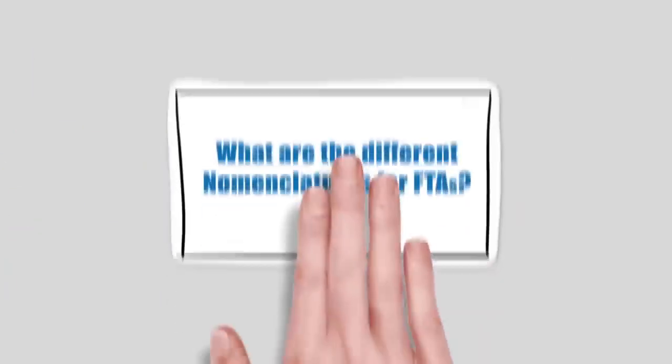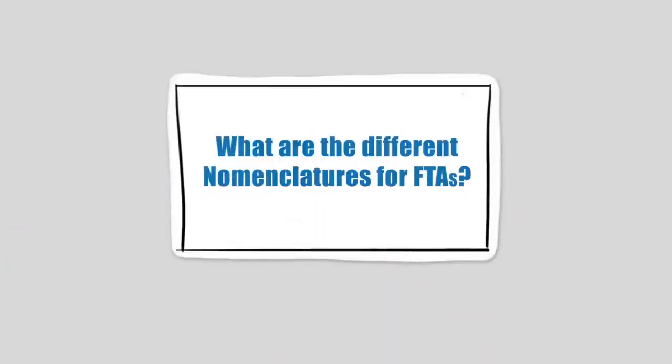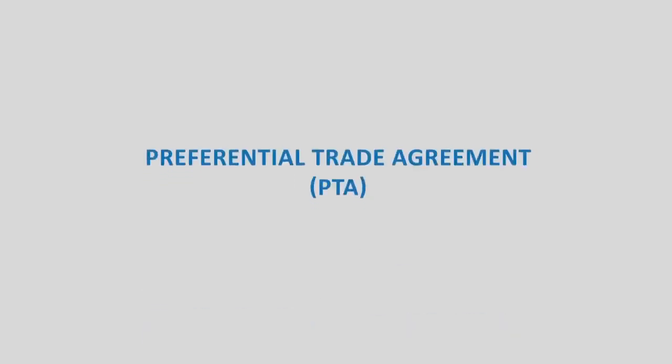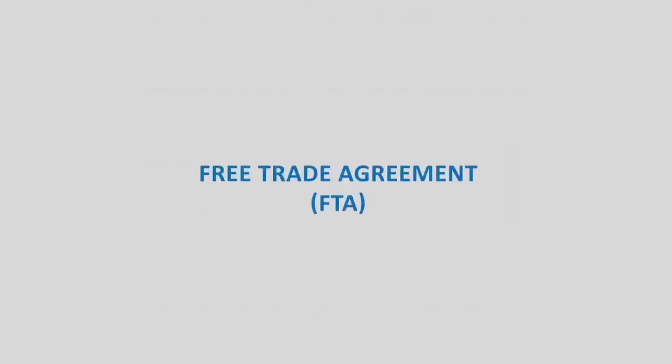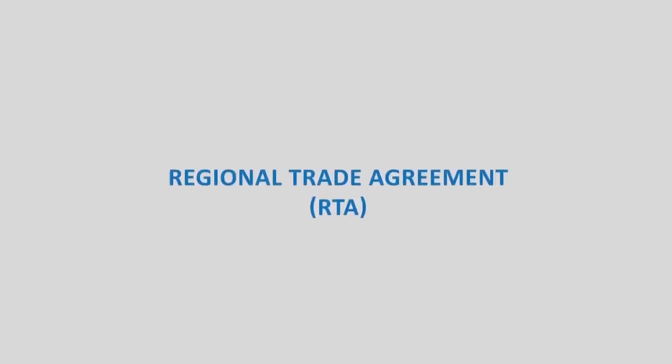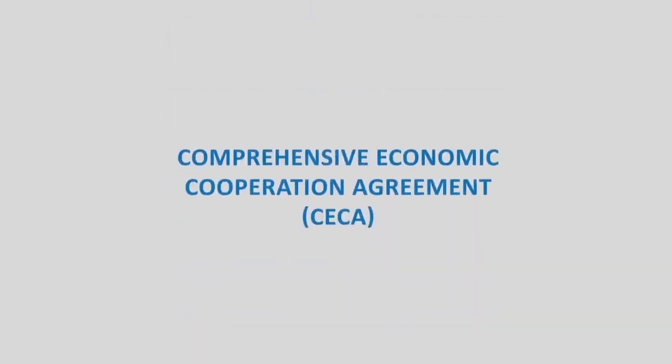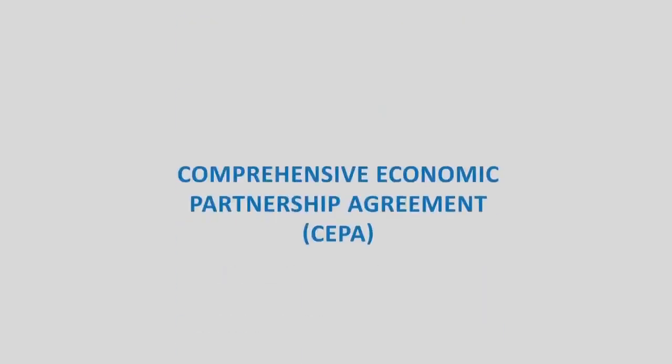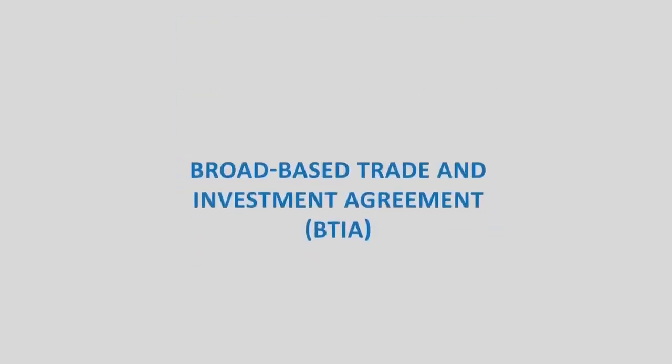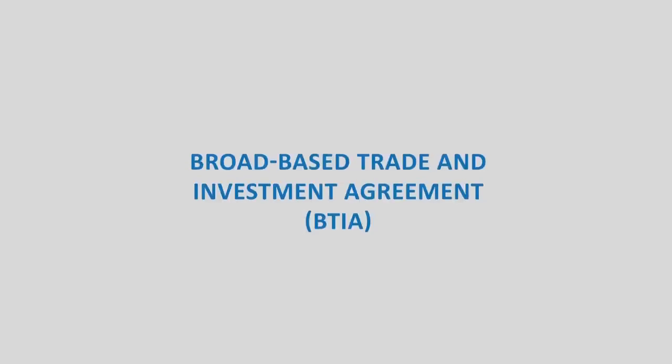What are the different nomenclatures for FTAs? FTA arrangements are known by various nomenclatures such as Preferential Trade Agreement (PTA), Free Trade Agreement (FTA), Regional Trade Agreement (RTA), Comprehensive Economic Cooperation Agreement (CECA), Comprehensive Economic Partnership Agreement (CEPA), and Broad-Based Trade and Investment Agreement (BTIA).